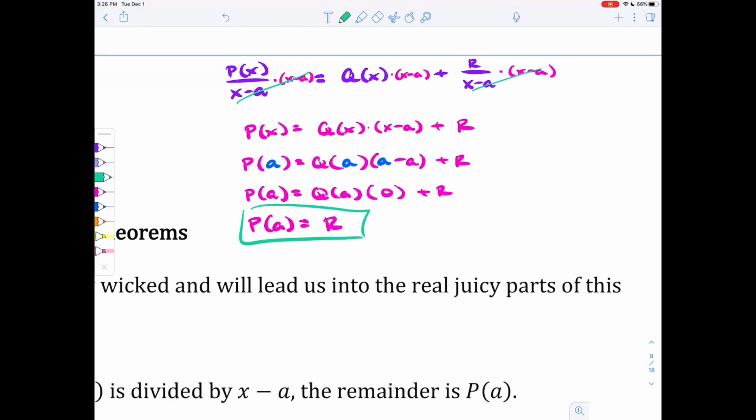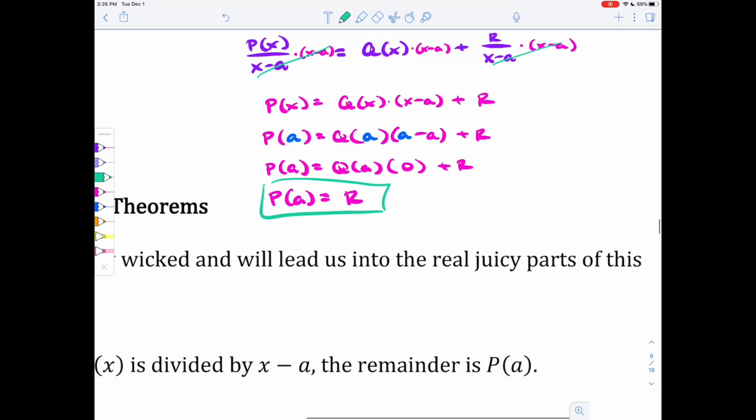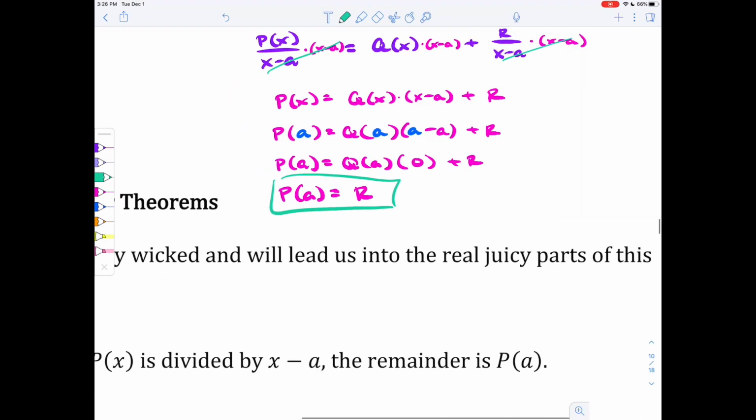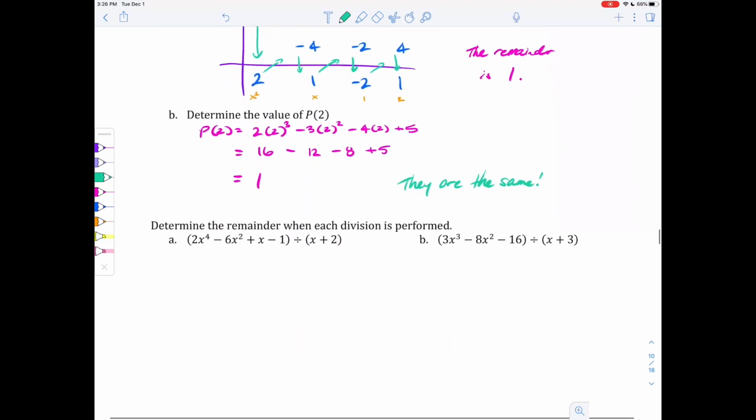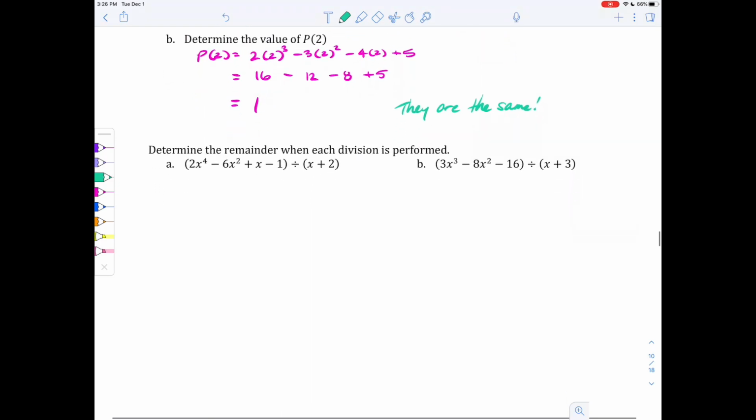Again, not necessary for you to know or memorize, but I place high value in the verifiability of mathematics. So that's that. We'll use this remainder theorem now to just determine the remainder when these divisions are performed. I double dare you to give it a try right now. Go for it. And I'll show you what I got.